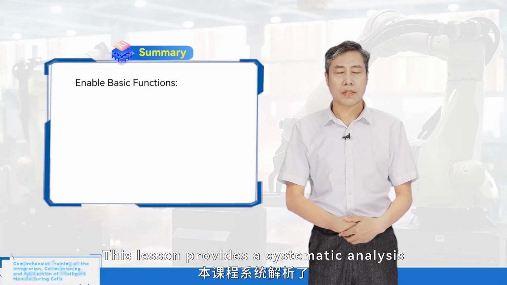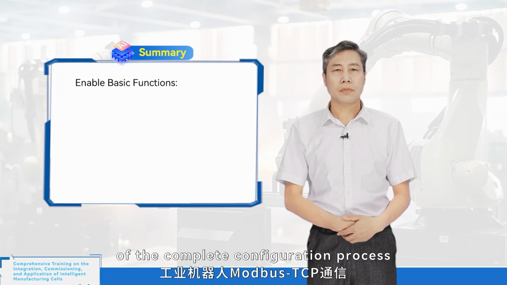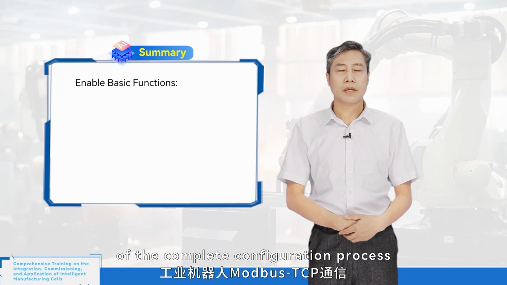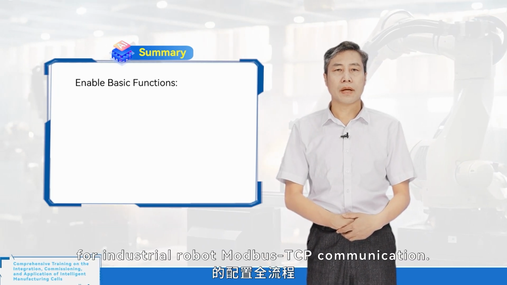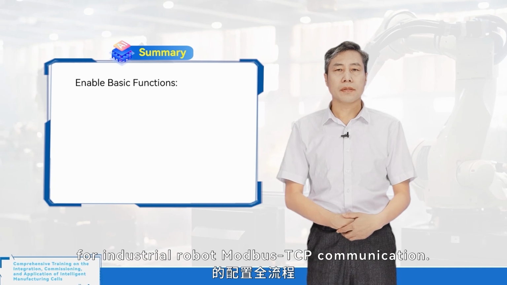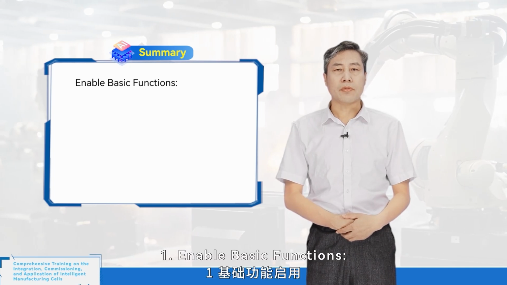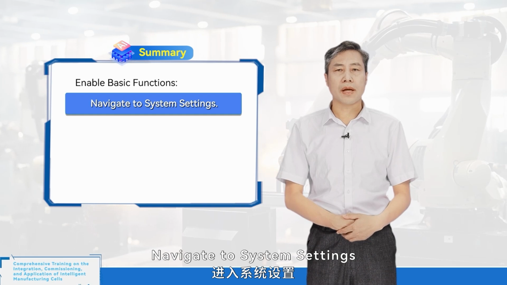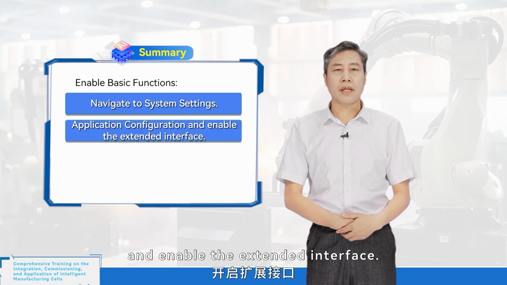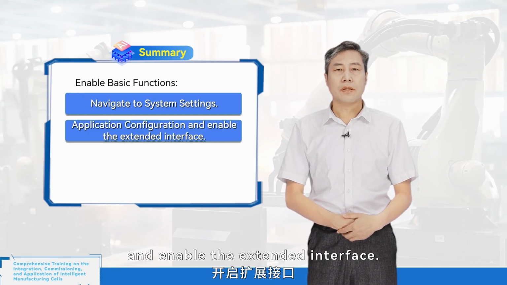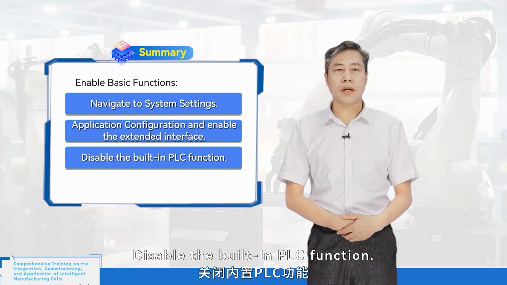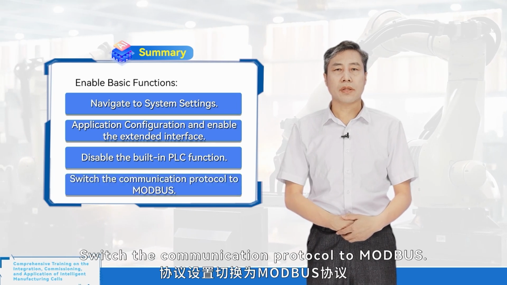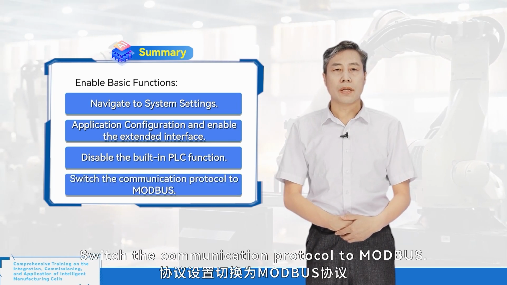This lesson provides a systematic analysis of the complete configuration process for industrial robot Modbus TCP communication. 1. Enable basic functions. Navigate to System Settings, Application Configuration, and enable the extended interface. Disable the built-in PLC function. Switch the communication protocol to Modbus.